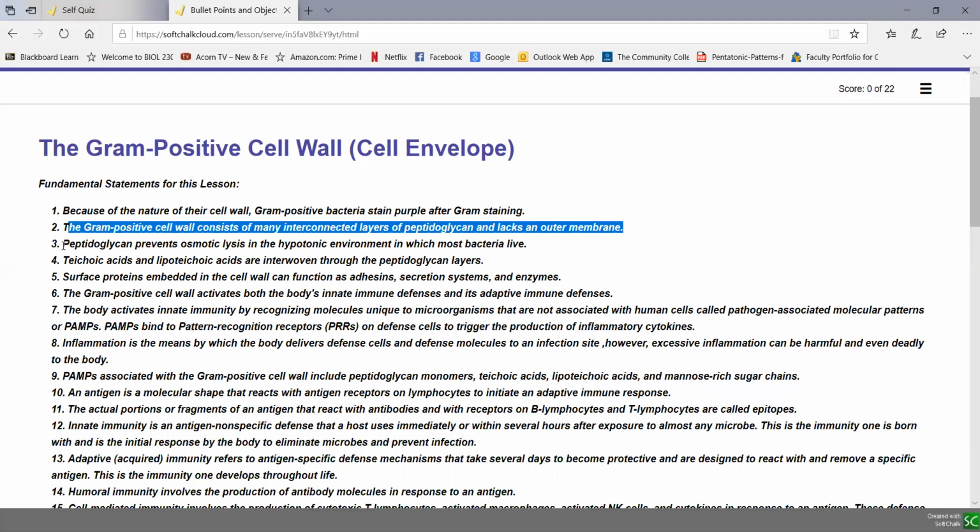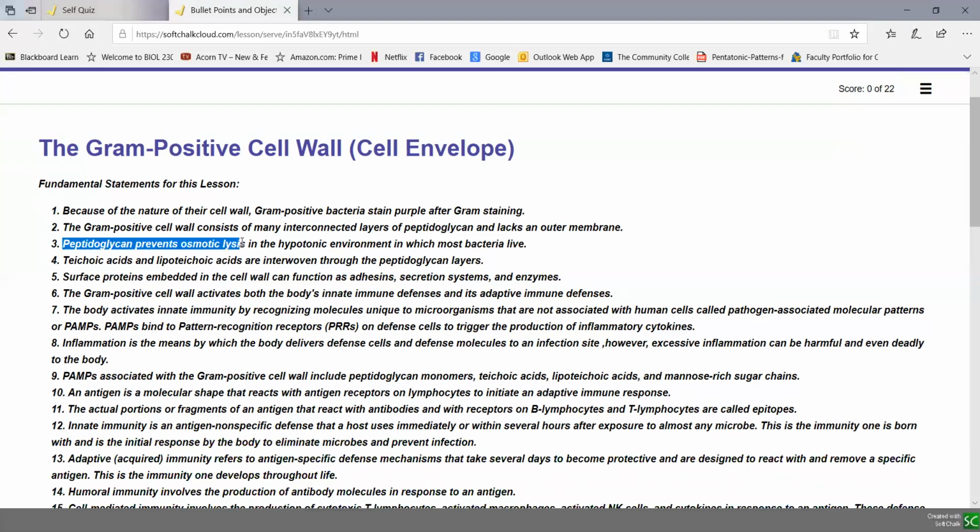The function of the peptidoglycan, as we learned in a previous SoftChalk lesson, is to prevent osmotic lysis in a hypotonic environment where most bacteria live. Also found in the gram-positive cell wall are teichoic acids and lipoteichoic acids. These are interwoven through the peptidoglycan layers. There are surface proteins embedded in the cell wall, and they can have a number of functions, including functioning as adhesins, being involved in secretion systems, or functioning as enzymes.